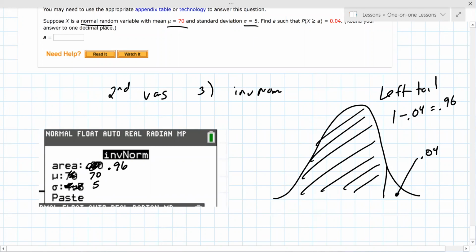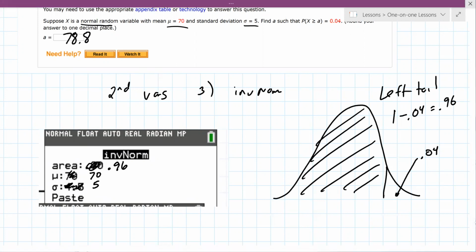And what's your answer to 1 decimal place for that? 78.8. All right, let me enter that and see if it's correct. Probably is. Have you seen this in class? Maybe, right? Yeah. Okay. The going backwards is always harder than going forwards.